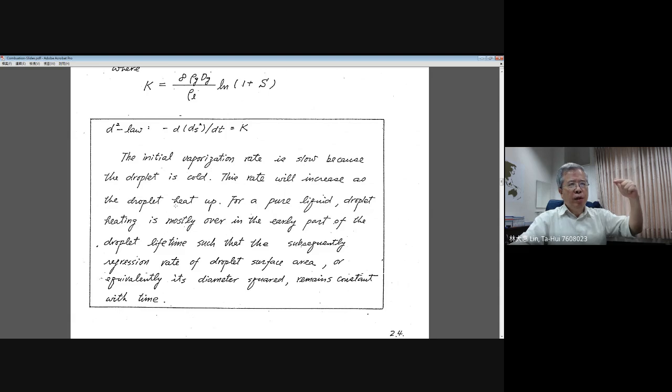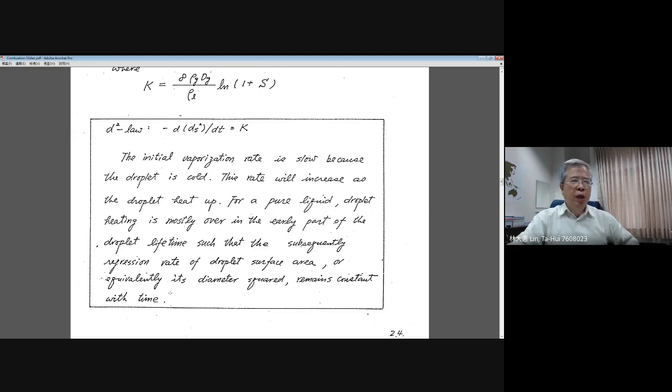However, when the droplet temperature gets closer to the vapor temperature, droplet heating will be over in an earlier part of the droplet lifetime. Therefore, the subsequent regression rate of the droplet surface area, or equivalently the diameter square, will remain constant with time. I will explain it based on the experimental observation.